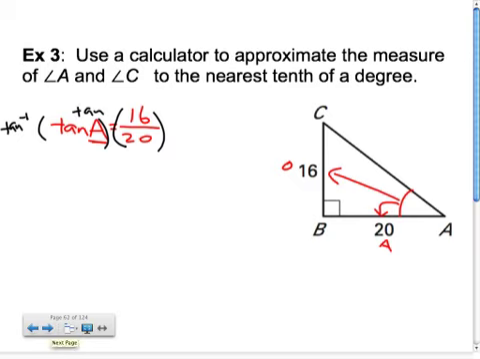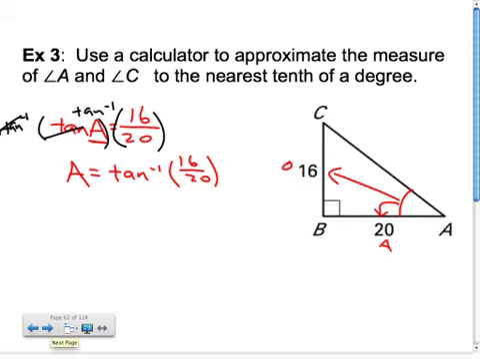Tan -1, both sides. Tan -1 and tan essentially cancel each other out. And so what we're left with now is A equals tan -1 of 16 over 20. You can just leave it as 16 over 20, or you can reduce it down. Either way, the calculator is going to get you the same answer. And so now at this point, you go to your calculator.